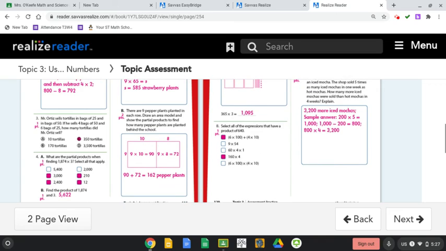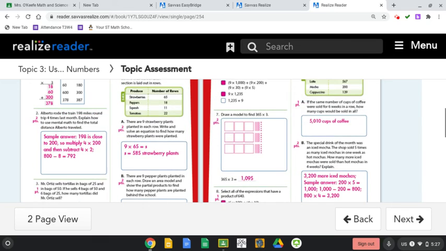The next one, select all the expressions that have a product of 640. So basically you have to go through all of these and determine which one of them is going to have an answer or product of 640. If you don't do it correctly, then you may get that wrong. So that's why it's super duper important to make sure that you answer everything as accurately as you possibly can. So these are the only 2 answers that when you multiply them will give you 640.